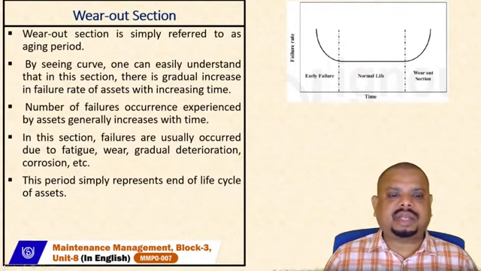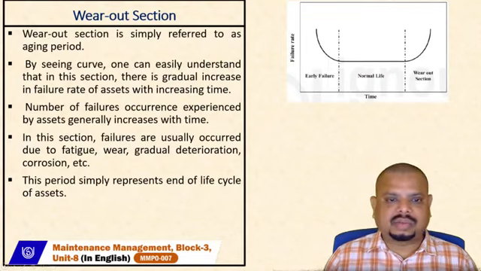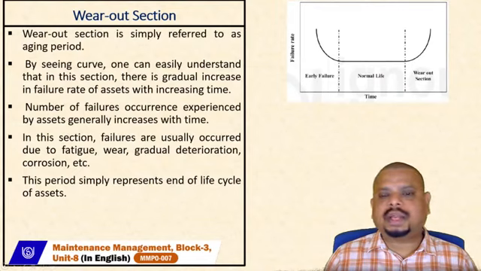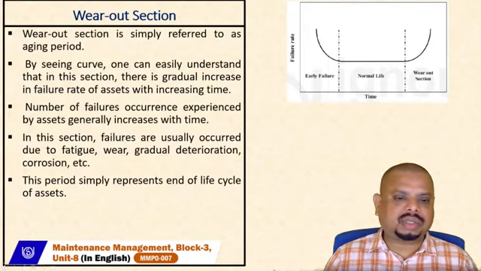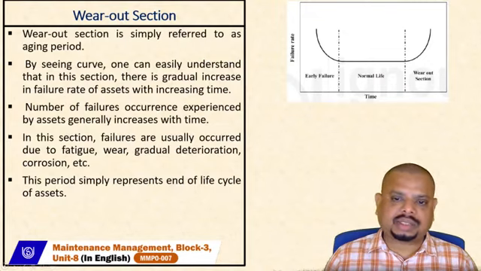In this section, failures usually occur due to fatigue, wear, gradual deterioration, and corrosion. This period simply represents the end of the life cycle of the asset, or the end of the life cycle of a fan or a grinder. So how do we identify this kind of failure? For example, failure due to fatigue, wear and tear in the case of gears and gearboxes, and gradual deterioration and corrosion due to a lesser amount of lubrication, which ends the life of this particular asset.